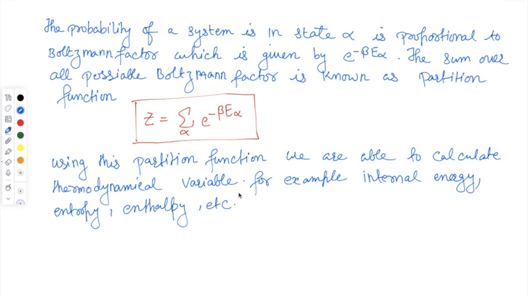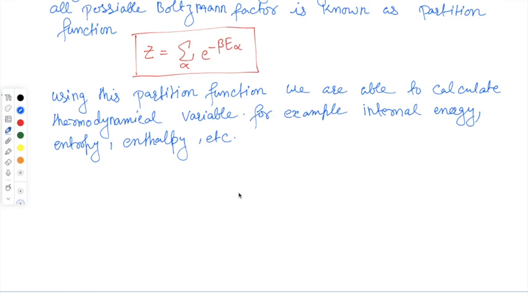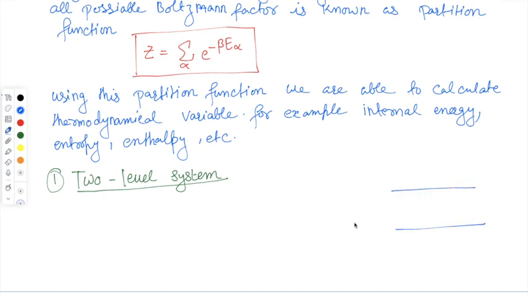Now, our first topic is how we can write down the partition function for a given system. So, let's take a simple example, a two-level system. What do we mean by a two-level system? It means the system has only two possible energy values, let's say minus delta by 2 and plus delta by 2, and the gap between them is delta.